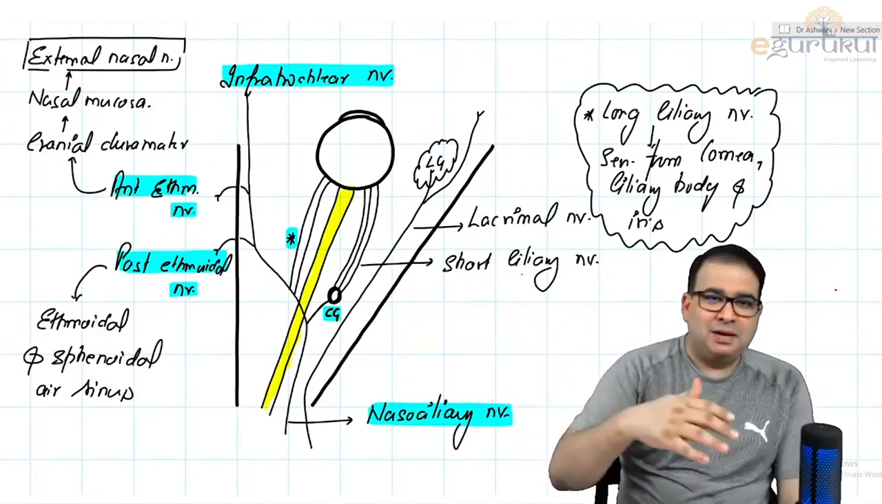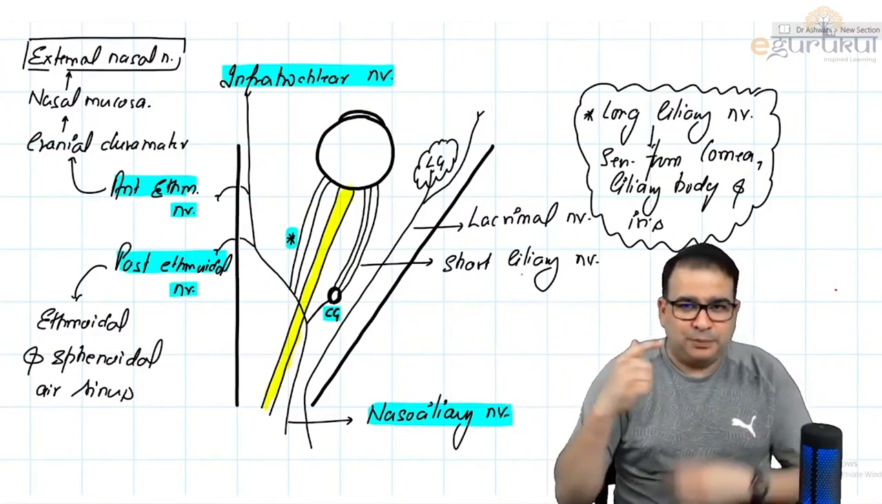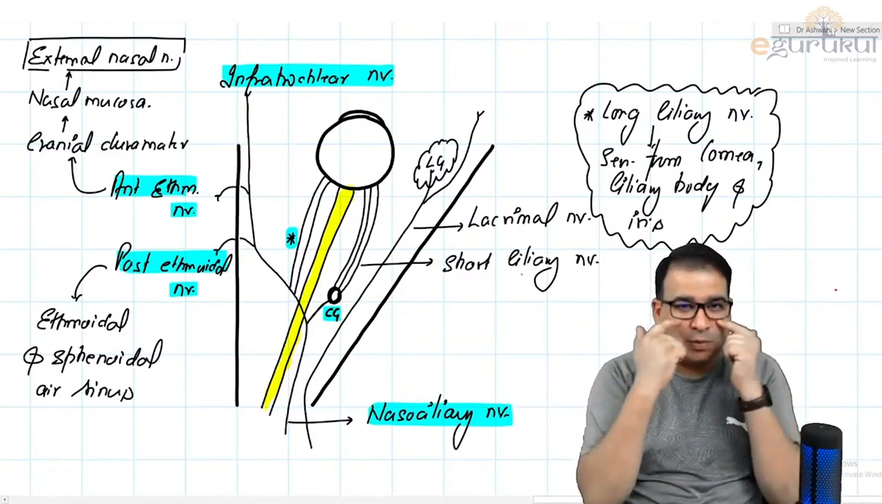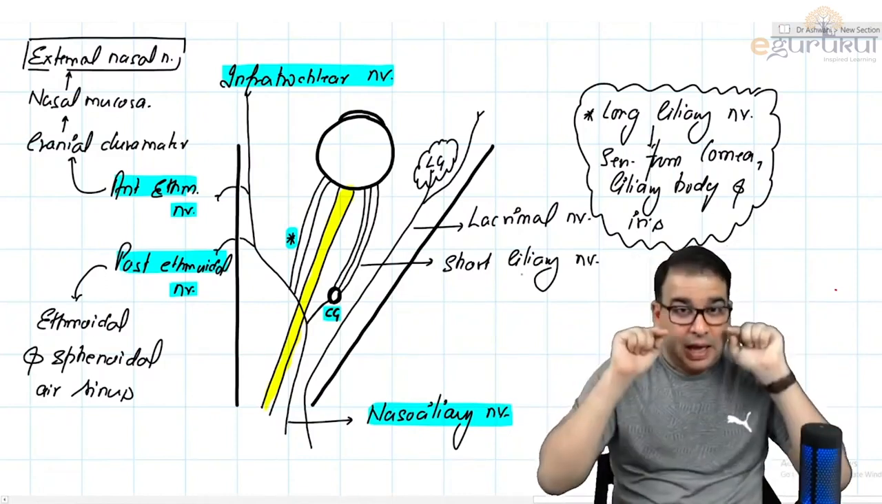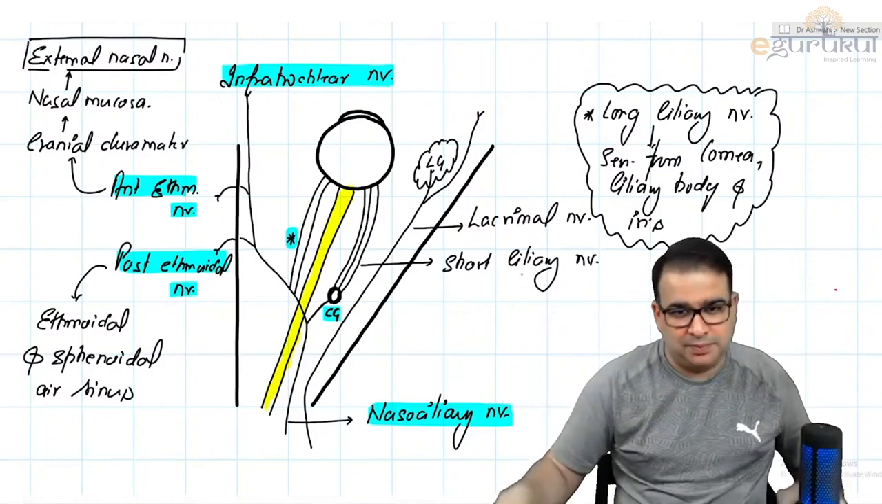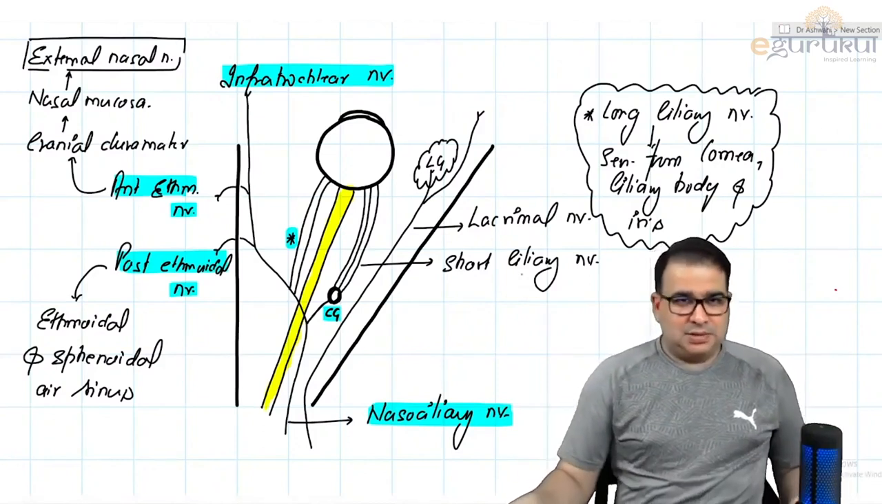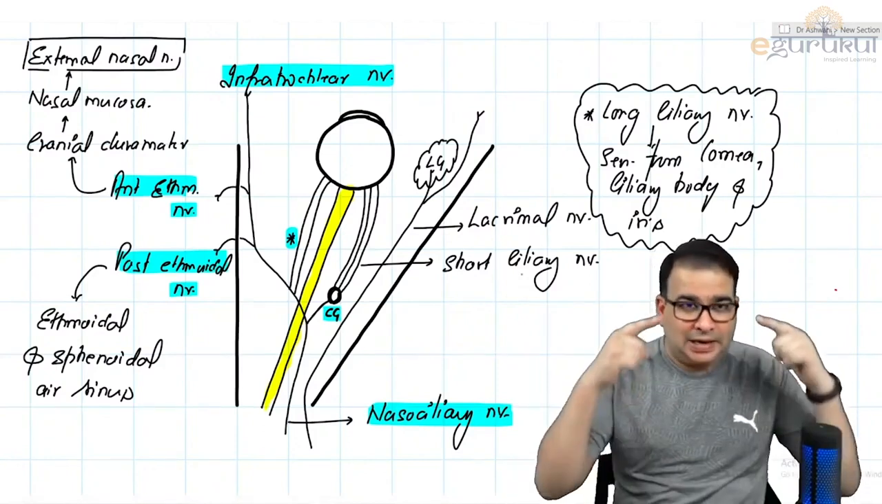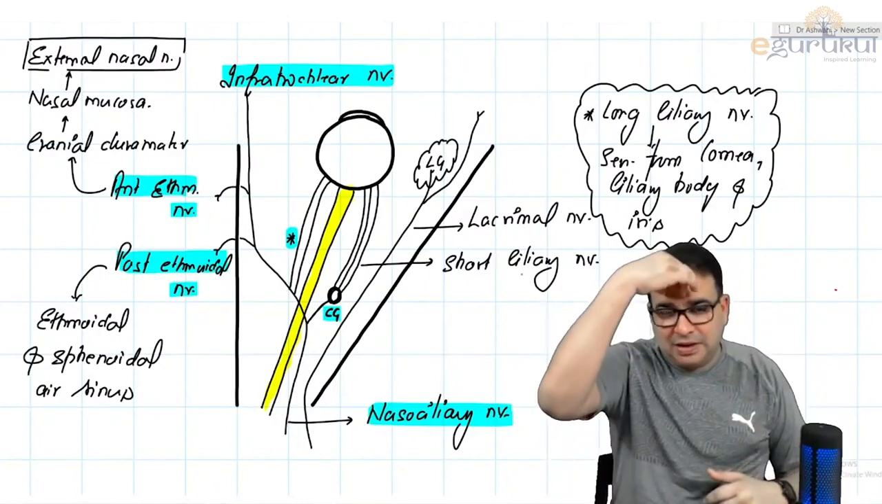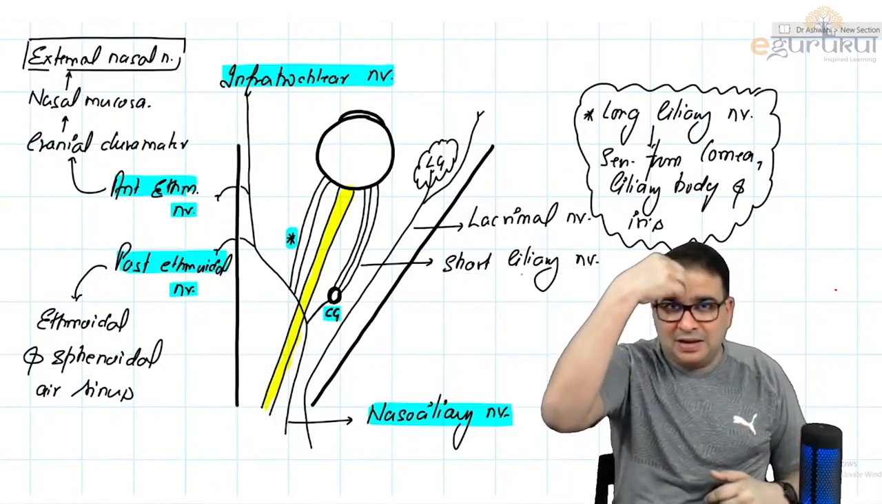The nerve comes to the medial side and gives off the posterior ethmoidal nerve. But the posterior ethmoidal nerve just supplies the ethmoidal air sinus and the sphenoidal air sinus. The anterior ethmoidal nerve has a longer course. The anterior ethmoidal nerve goes into the cranial cavity and supplies the dura mater of the anterior cranial fossa.